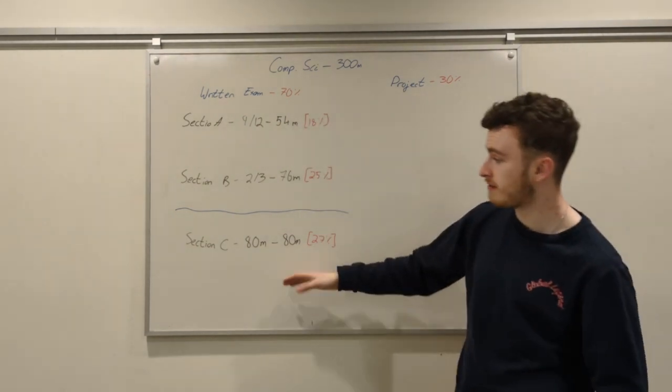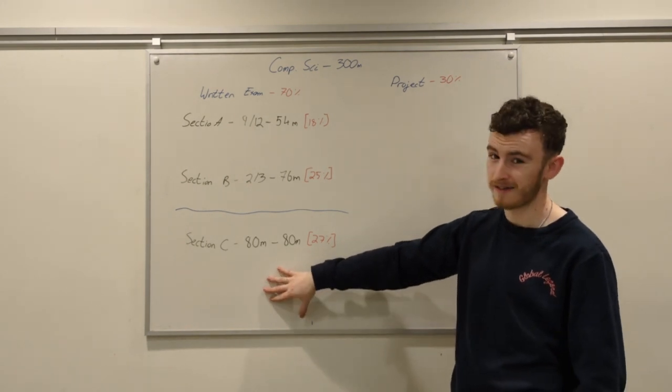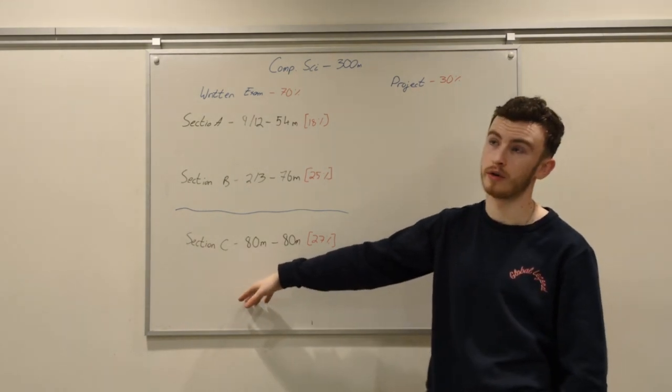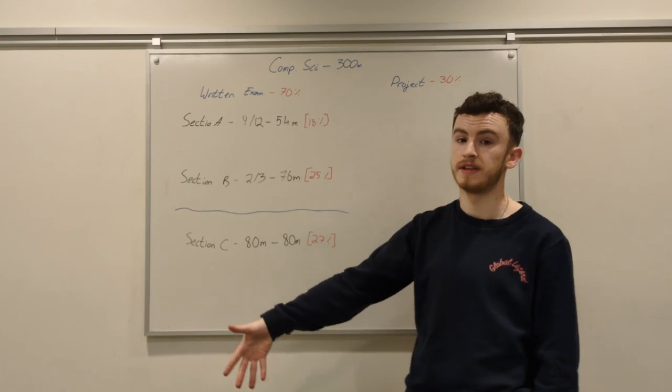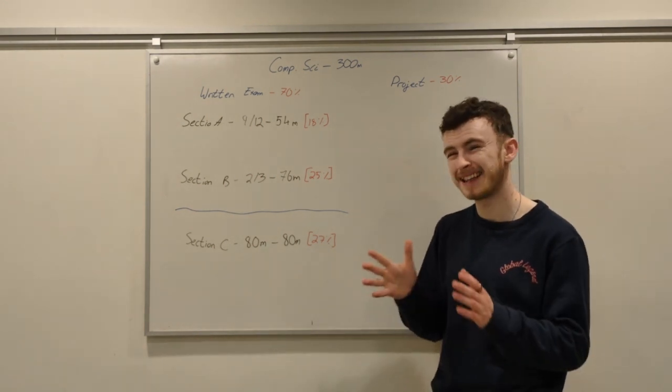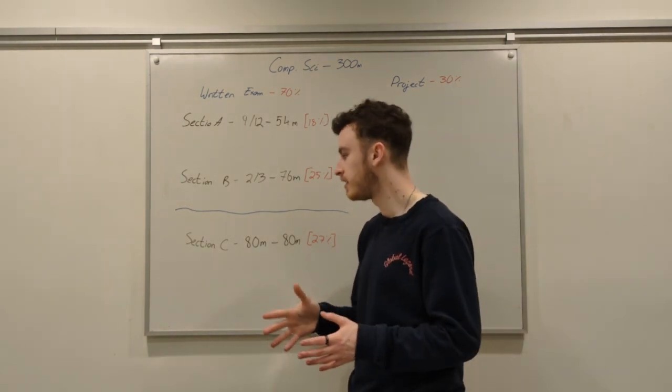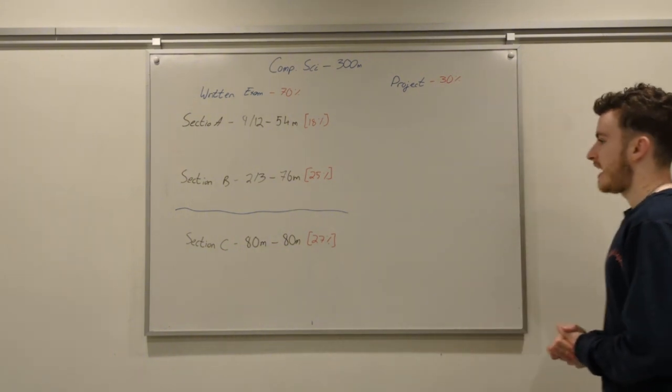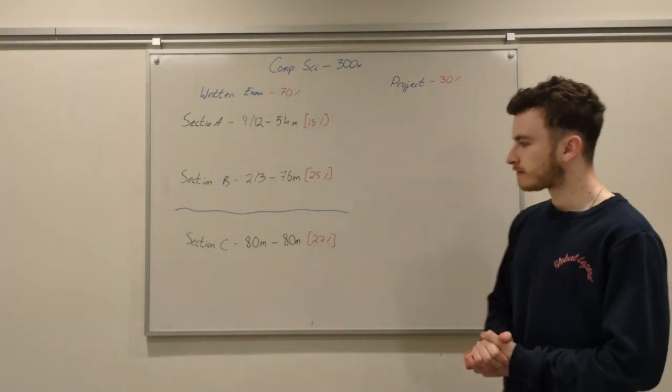So for section C, I'd probably recommend, to be honest, splitting it about half and half, because both parts are worth relatively the same marks. Maybe if you can spend a bit less time on part A than part B, but that is what I recommend.